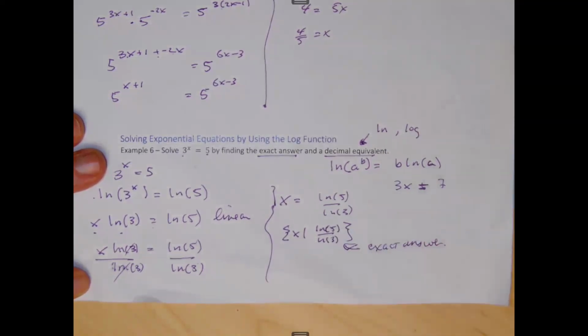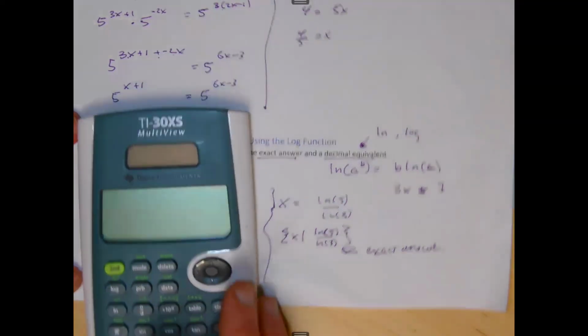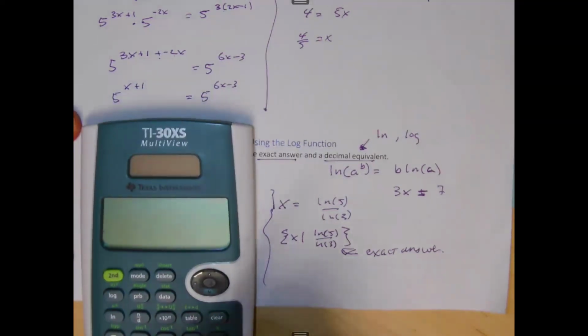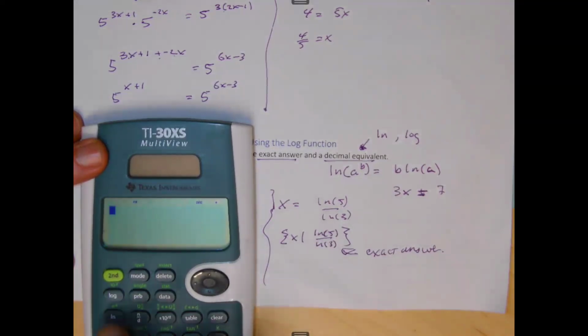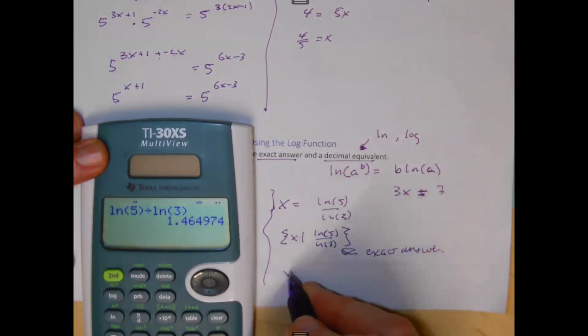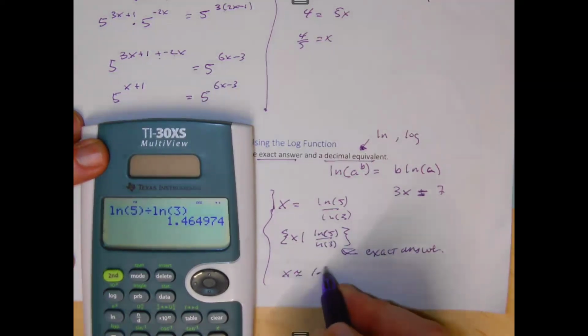Now, as soon as you go to your calculator, you're going to get an approximation. So let's say I did want an approximation. All I'm going to do is find my log. Does it matter if you use natural log or log? No, the answer is going to be exactly the same no matter what you use. So I'm going to just click natural log of 5, divide that by natural log of 3. And then I have what x is approximately. So x is approximately 1.46.